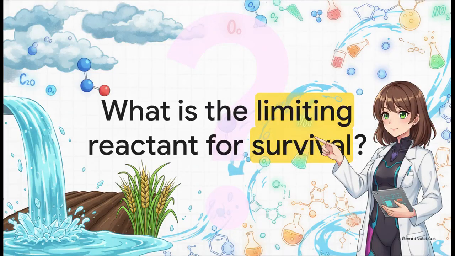So, as we wrap up this masterclass, I want to leave you with this somewhat provocative thought. If our environment is essentially a giant, complex chemical equation, what is the ultimate limiting reactant for human survival? Is it clean water, arable land, or maybe specific atmospheric gases? Next time you look at the natural world around you, try to identify the limiting reactants that are quietly, mathematically dictating the boundaries of life on Earth.